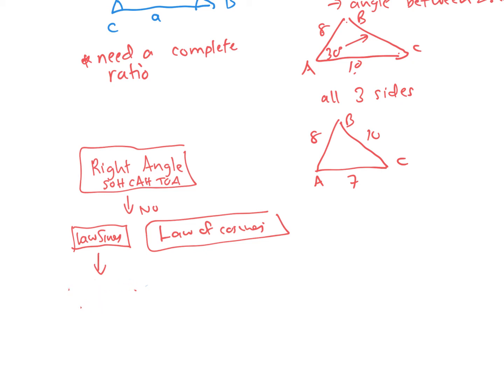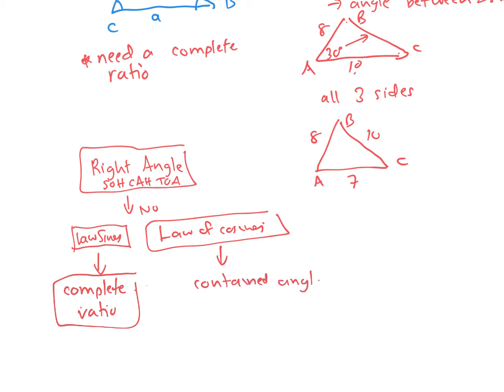Let's write that again. So law of sines, I need a complete ratio. And then law of cosines, I either need a contained angle or all three sides. So that's my checklist.